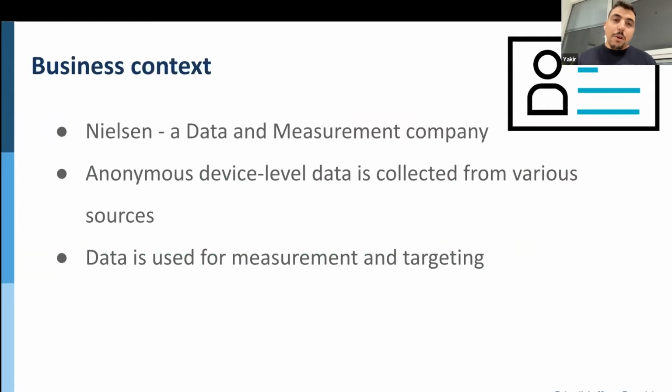Okay, so before we jump into the technical details, some business context. Nielsen is a data and measurement company. Nielsen is very famous for providing TV measurement and TV ratings, especially in the United States. Essentially, what Nielsen is doing is collecting anonymous device-level and person-level data from various sources, online sources, offline sources, panels. The idea is to create a holistic view of a consumer out of all these pieces of information that are being collected and provide insights on this consumer. These insights are being used by the different measurement and targeting products in Nielsen.